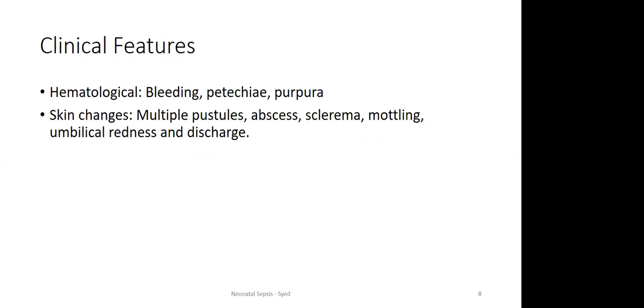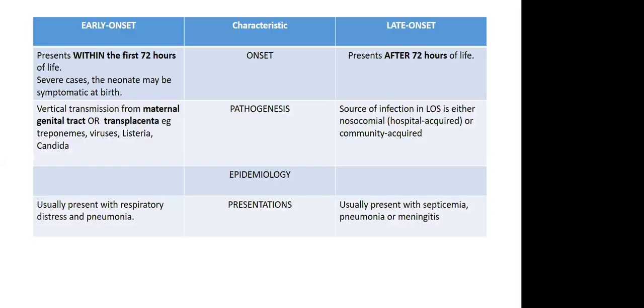Okay, hematological skin changes. Their marrow is quite sensitive, so most of the time, infection can contribute to marrow failure. So a lot of the time neonates with sepsis can get thrombocytopenia, leukopenia, and the infection may not actually originate from the marrow. Okay, so we divide sepsis into two, early onset and late onset.